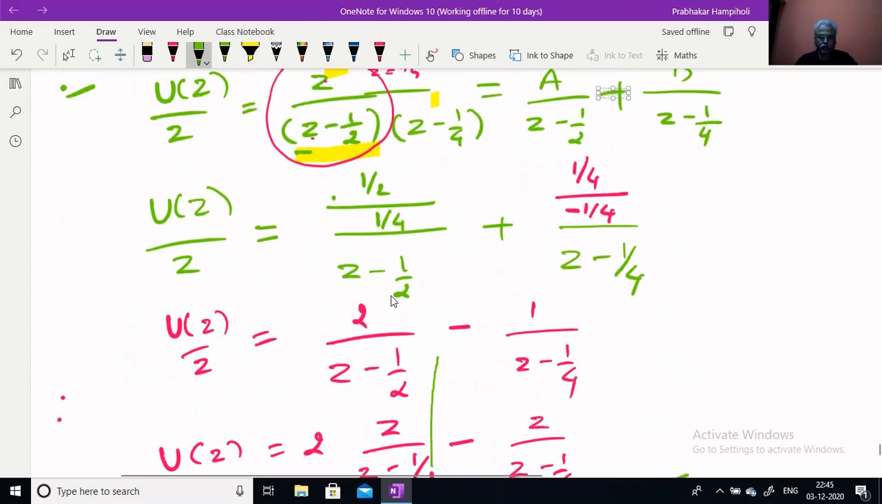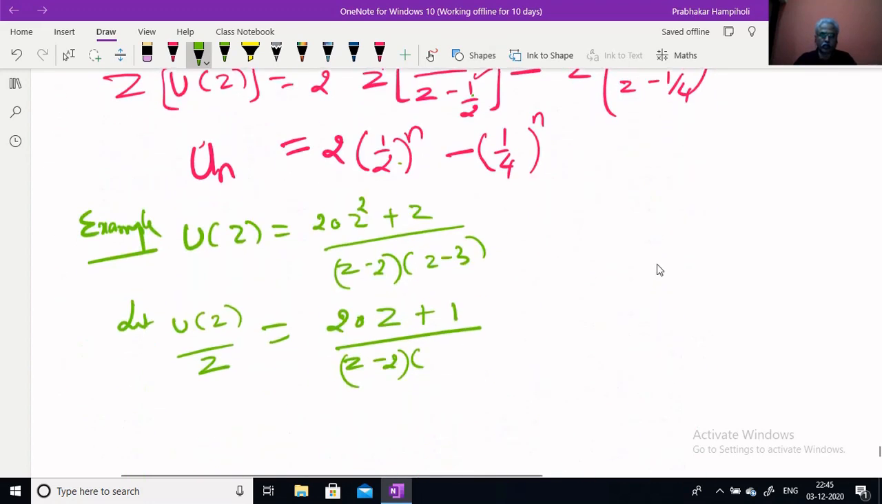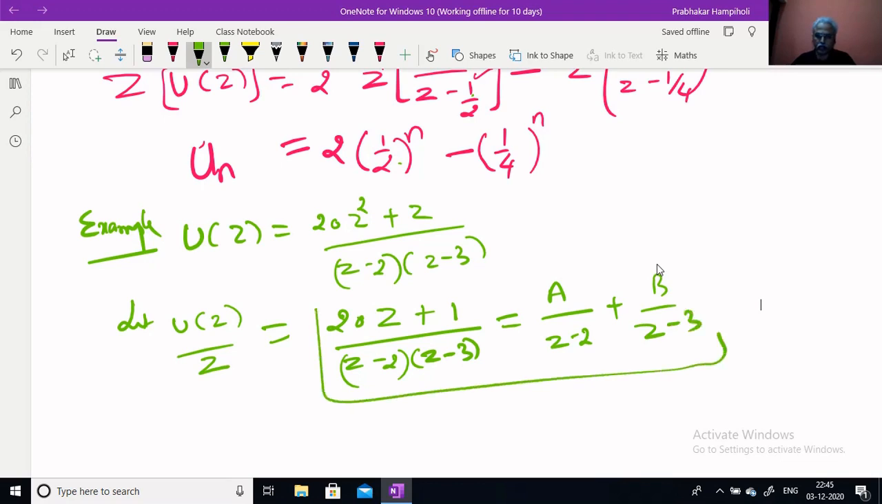Now we can write for this A by z minus 2 plus B by z minus 3. And this part let us use to find U of z upon z. Now let me show you again how we are finding the first A part. To find A, leave z minus 2 and in the remaining you put z equal to 2 here. 20 into 2, 40 plus 1, 41.